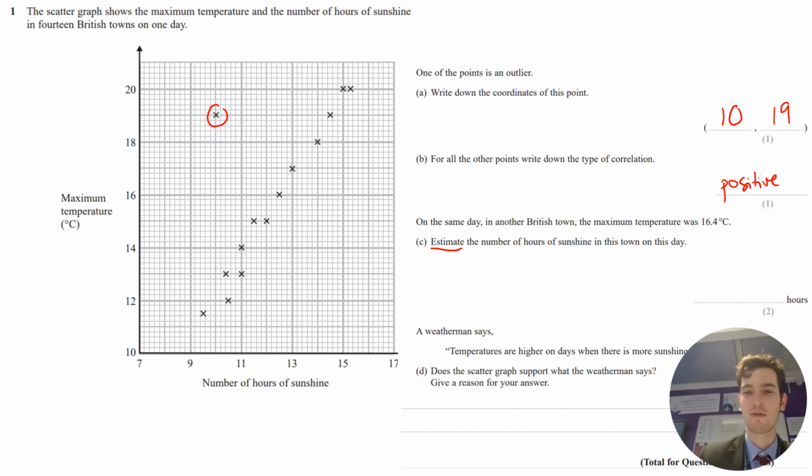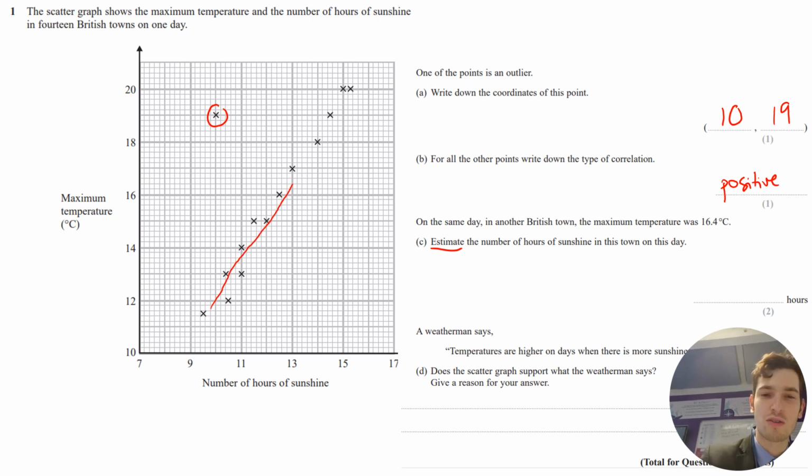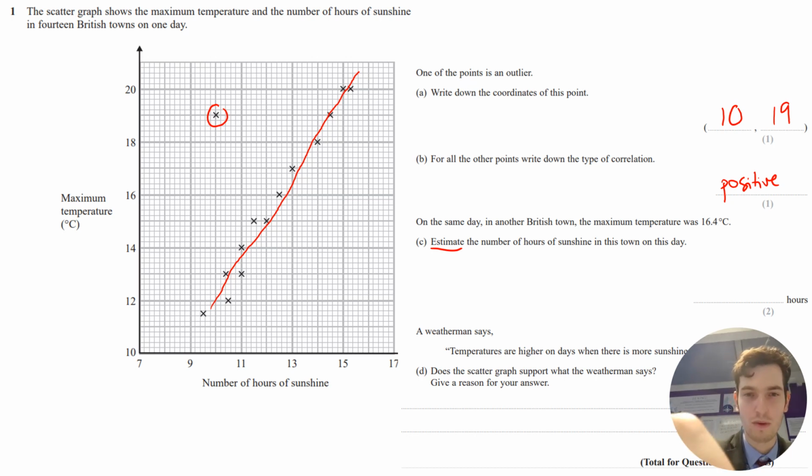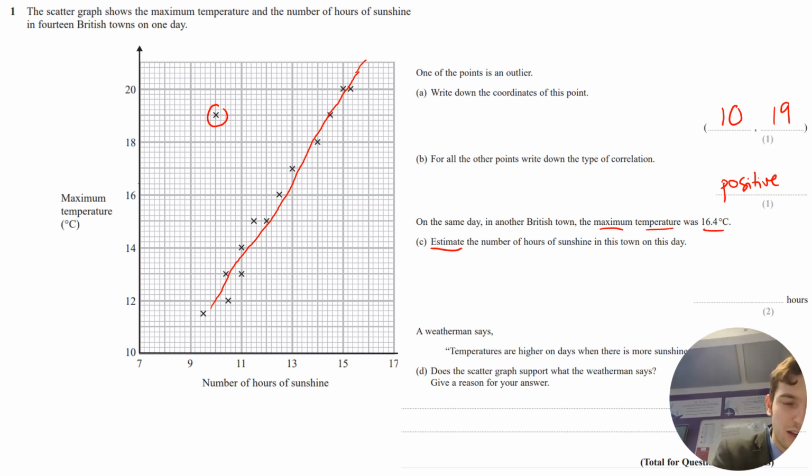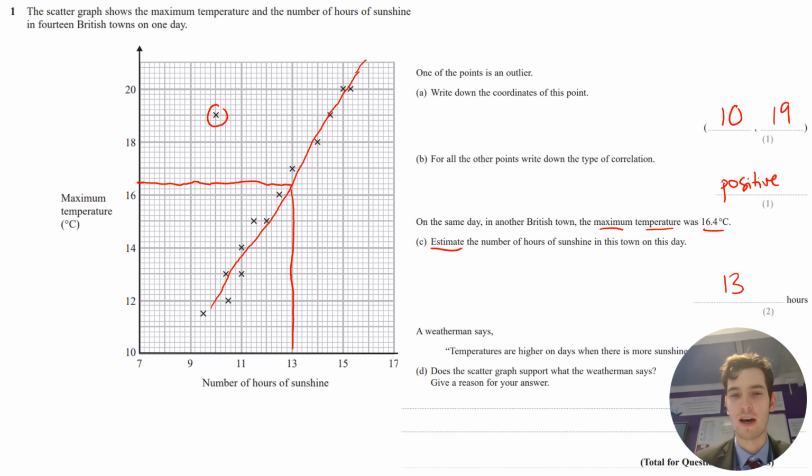Okay, on the same day, the maximum temperature was 16.4, and it says estimate the number of hours. So I know that I always have to draw a line of best fit. I'm going to do it without a ruler. You guys should use a ruler because mine is messy. Please use a ruler in the exam. I'm then going to go up from 16.4. So 16.4 is my maximum temperature. So it is here. I'm going to go across to my scatter graph, very messy without a ruler, and down, and I've got 13 hours. The mark scheme gives a bit of leeway, but I've got 13 hours. If you've got a bit more, a bit less than that, it's great.